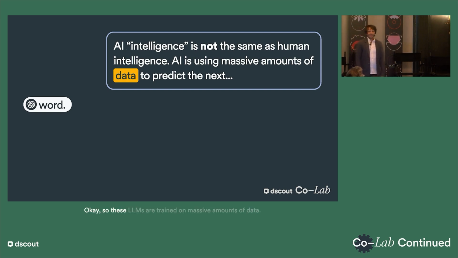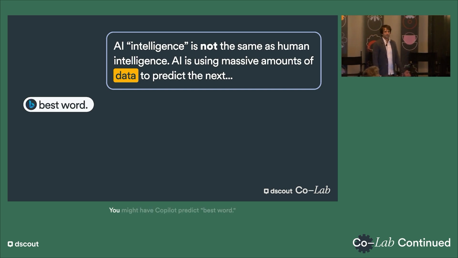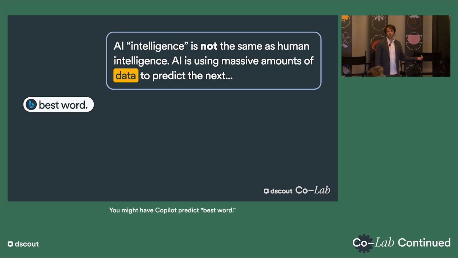Okay, so these LLMs are trained on massive amounts of data. Each one has their own unique data and their own unique set of parameters that they use in training it. Where you might have ChatGPT predict word, you might have Gemini predict response here. You might have Copilot predict best word. They're all unique, and this data that's underlying it drives this.